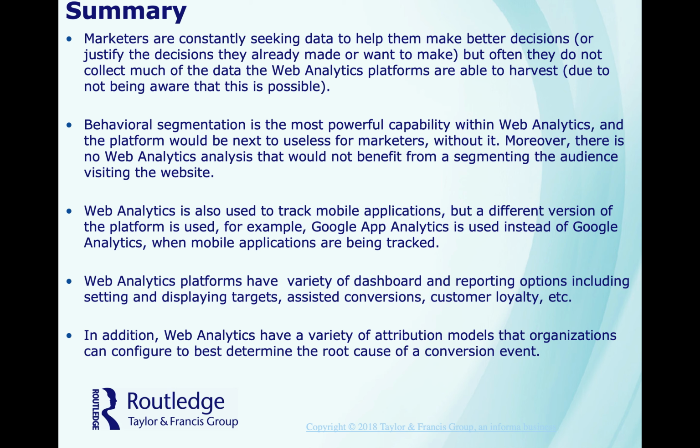So in summary, we looked at how marketers seek data constantly and are always making better decisions. We saw how behavioral segmentation can have a huge impact on web analytics and mobile analytics, and geofencing and geographing. It's insane, right? Web analytics can also track mobile applications. They have the ability to make dashboards and reporting options that can be emailed out, which assist on conversions, targets, and customer loyalty. And attribution models are huge when best determining the root of a conversion event.